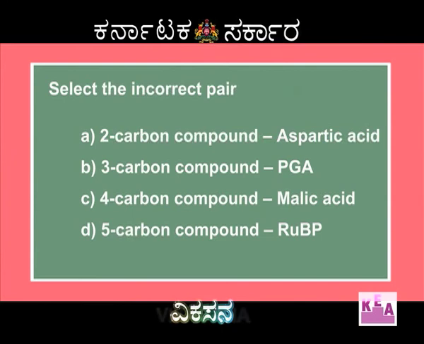Which is the incorrect pair here? The option A, 2-carbon compound aspartic acid is the incorrect pair. Other three, option B, C and D: PGA is a 3-carbon compound, malic acid is a 4-carbon compound, RUBP is a 5-carbon compound.